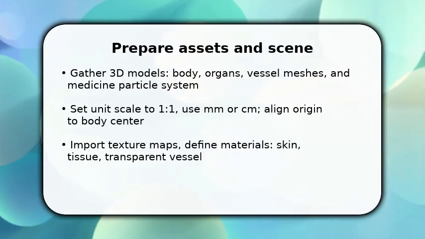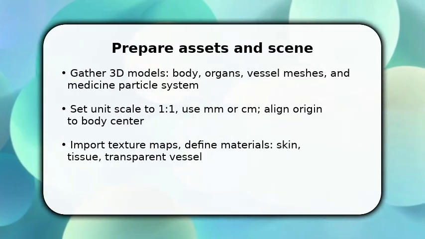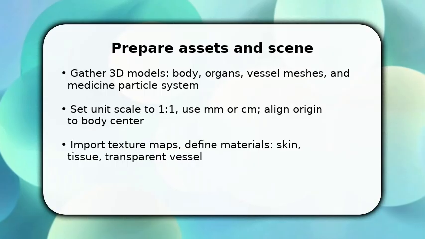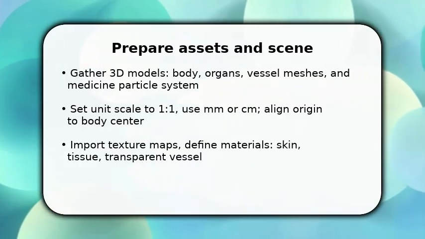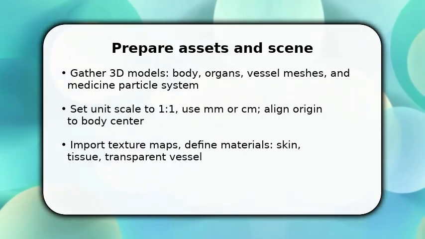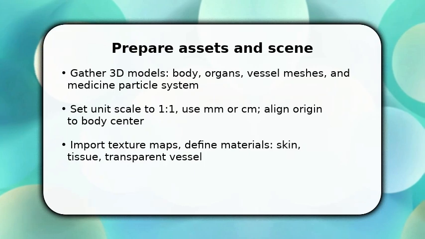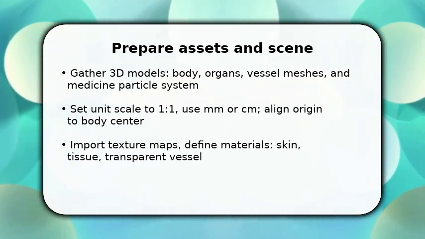Once done, set the unit scale to real-world measurements and align origins to the body center so physics accurately maps to size. Make sure materials are assigned. Translucent vessels and viscous tissue parameters will inform shading and interaction. Now position the emitter at the injection or entry point and lock the camera for animation previews.